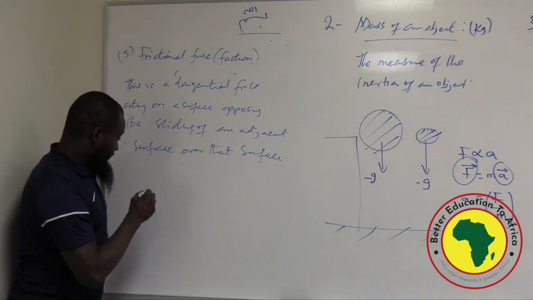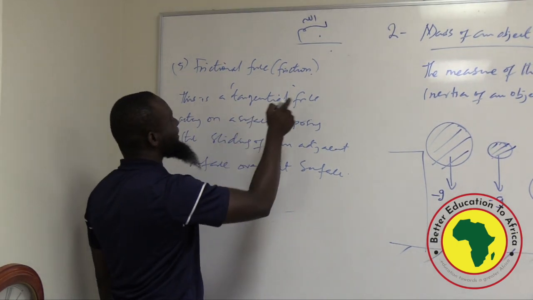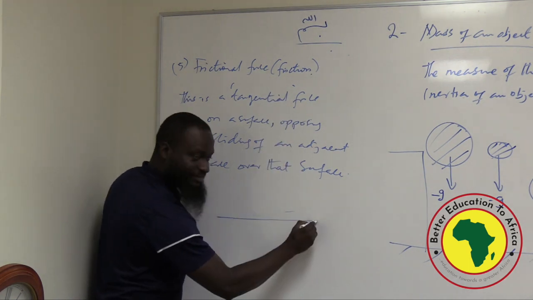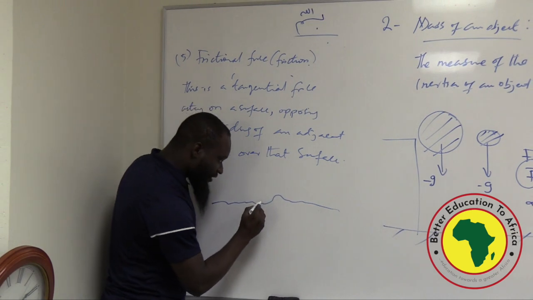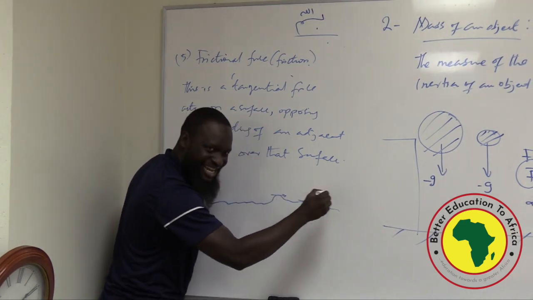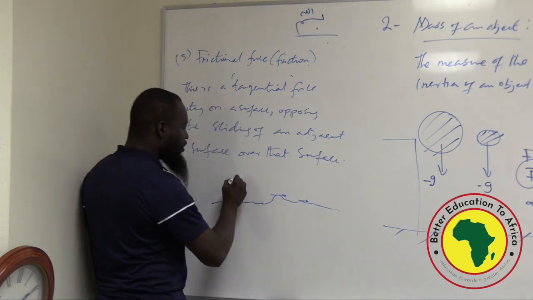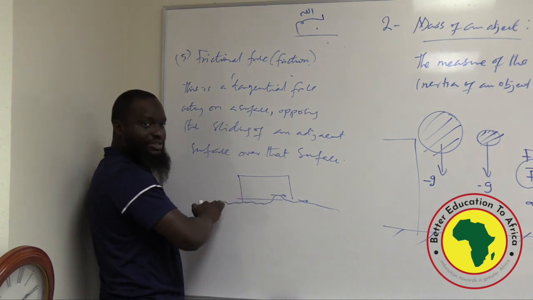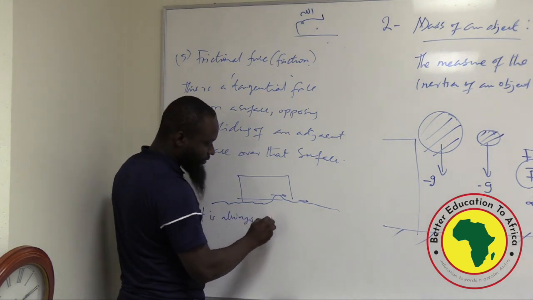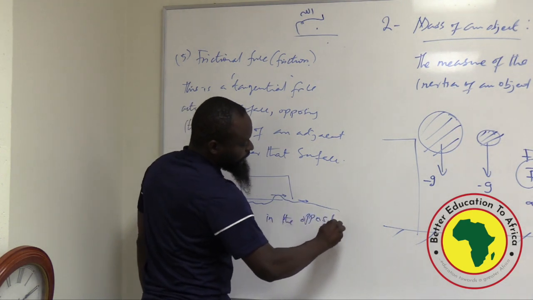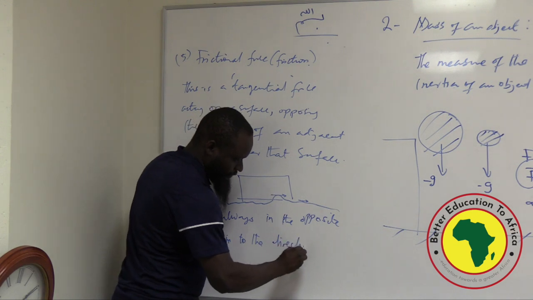So this is a tangential force acting on the surface, and that force is opposing the sliding. Usually the surface is rough on the microscopic scale, if you look at it very well. So it's a tangential force, like a tangent on those rough edges. On a smooth surface, we won't have friction. So it's a tangential force acting on the surface, opposing the sliding of an adjacent surface. There's another adjacent surface that wants to slide on this surface, so friction is going to oppose it. It is always in the opposite direction to the direction of motion.